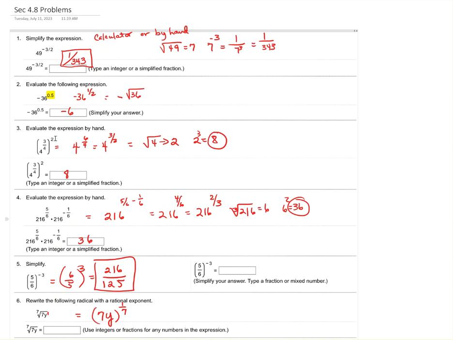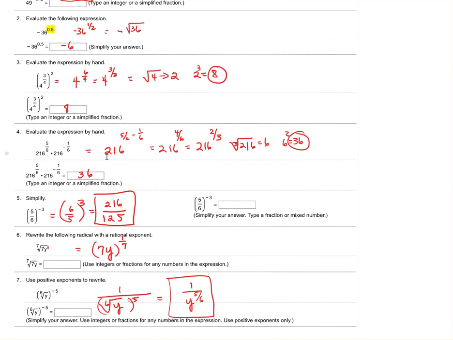4 to the 3/4 squared. Remember, you multiply these, so that's 4 to the 6/4, 4 to the 3/2. You take the square root of 4, this bottom denominator, which is 2, and then you raise it to this power. 2 cubed is 8, or you could do it all in your calculator.